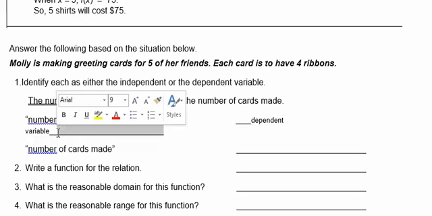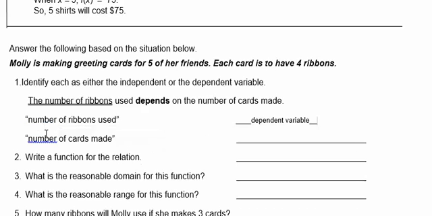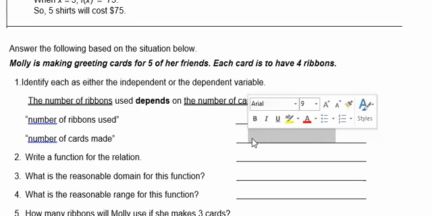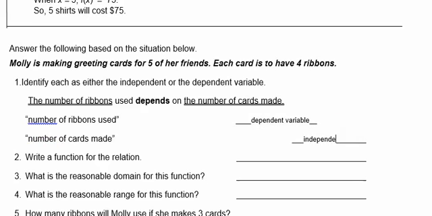Okay, the number of cards used then, that's after the word depends, or the number of cards made, I mean. And I double underlined that one to match up with the independent variable, because that is afterward the word independent. That's after the word depends. So that is the independent variable.